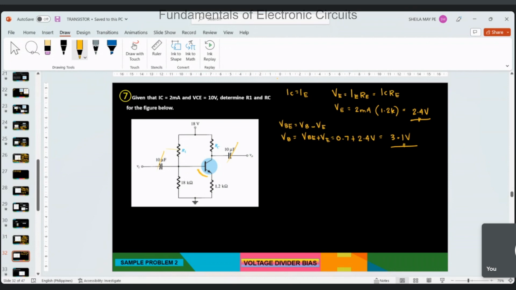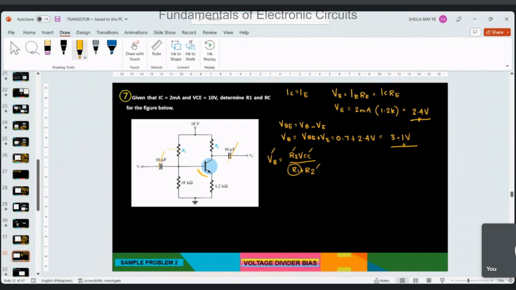Naa tay VB, naa tay VE. So ang VB class, remember that is our voltage divider. Kuha na nato siya using voltage divider formula. Diba? VB equals R2 VCC over R1 plus R2. Naa tay VB, naa tay R2, naa tay VCC, naa tay R1. Missing si R1. Naa tay R2. Therefore, makita na nato si R1.